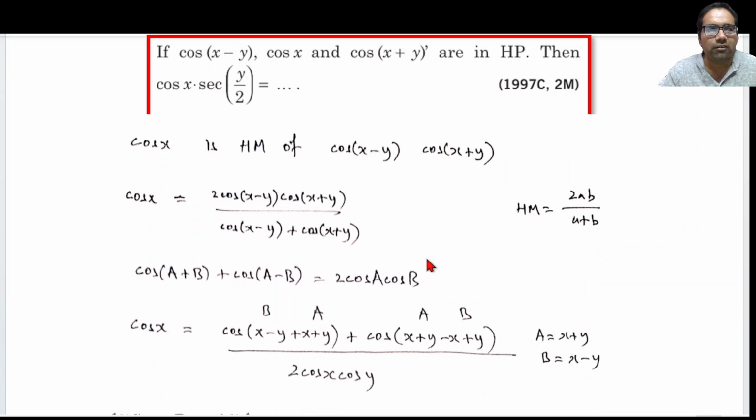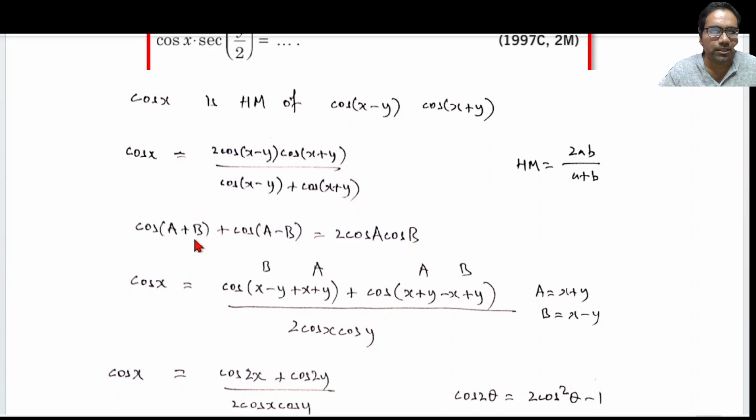And we know our very familiar formula: cos(A + B) + cos(A − B) = 2 cos A cos B. You can just expand and verify it yourself. cos(A + B) is cos A cos B − sin A sin B, and cos(A − B) is cos A cos B + sin A sin B. If we add them, the sines get cancelled, and we are left with 2 cos A cos B.